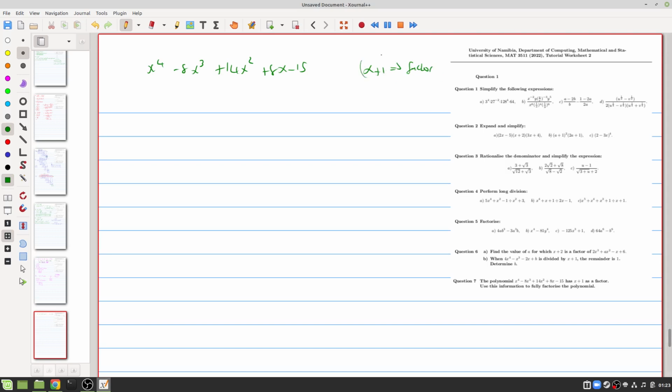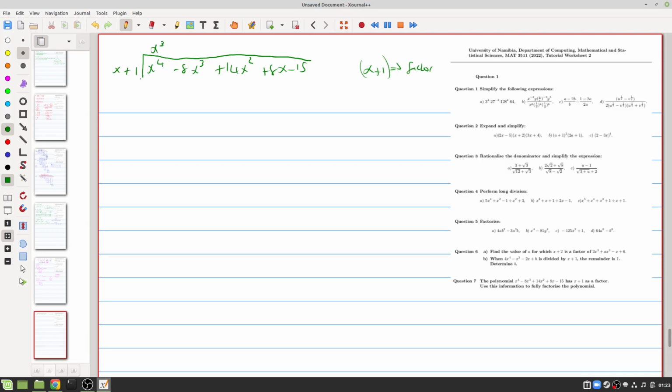Okay, so we already know this is one factor, right? So let's do long division here. I think that might be the best way to go. Okay, so we're going to divide this by x plus 1. We know the remainder should be 0. So if we don't get a remainder of 0, we know we did the long division wrong, because this is a factor.